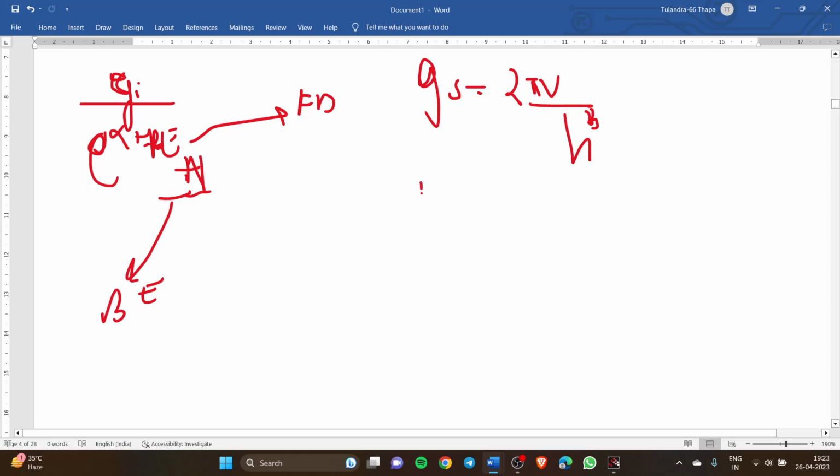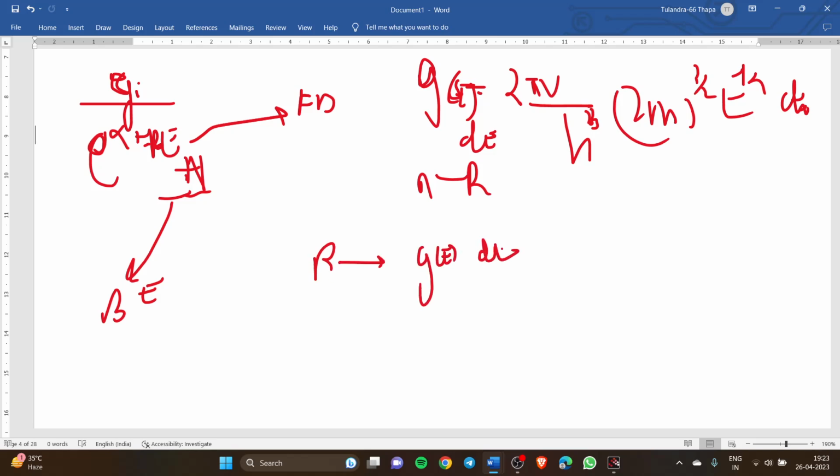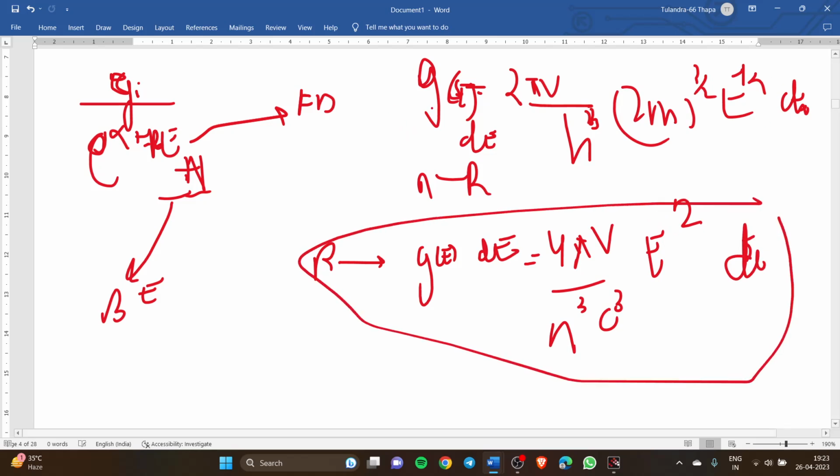So for non-relativistic particles we have g(E) dE equal to 2πV/h³ (2m)^(3/2) E^(1/2) dE. And for relativistic particles we have g(E) dE equal to 4πV/(h³c³) E² dE. So this is for relativistic and this is for non-relativistic.